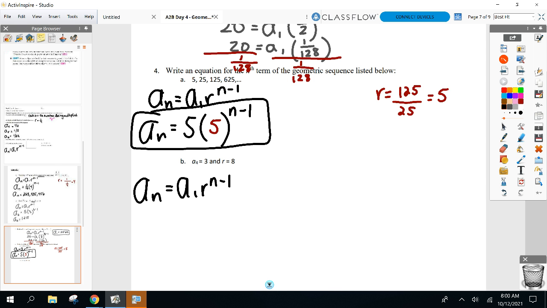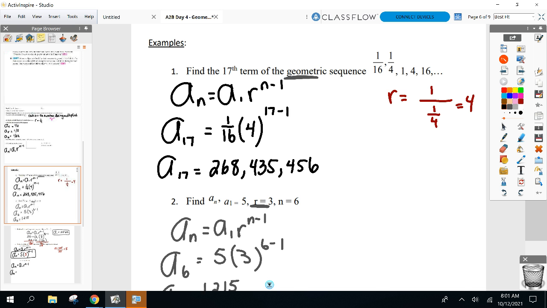Everyone all right? We're going with part B now. All right, n stays n. What's the problem right away? What's my issue? No first term. Can you find it though? Yeah. Where'd it go?